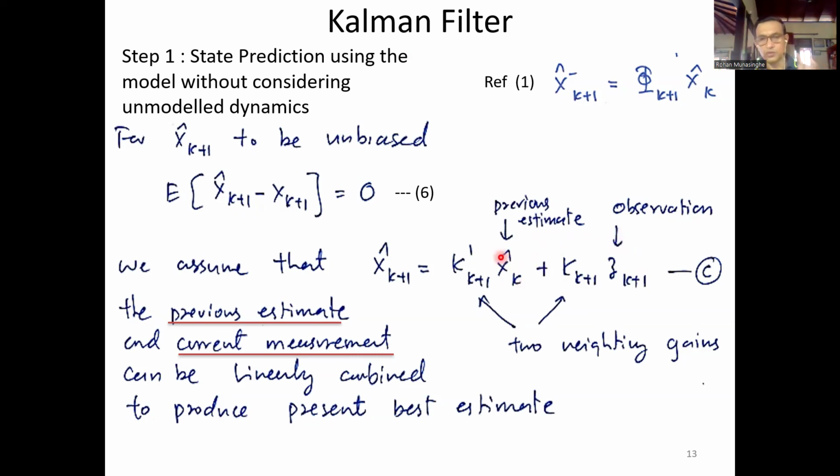Now you use two gains. One is k dash, the other one is k. These are weighting factors. Say, for example, k dash is 0.3. In that case, this is 0.7, something like that. You take 30% from here, 70% from the other. Whichever is more reliable, you take a bigger portion of that and combine them together and say this is my best estimate.